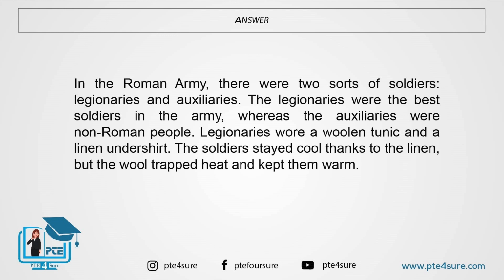In the Roman army, there were two sorts of soldiers, legionaries and auxiliaries. The legionaries were the best soldiers in the army, whereas the auxiliaries were non-Roman people. Legionaries wore a woolen tunic and a linen undershirt. The soldiers stayed cool thanks to the linen, but the wool trapped heat and kept them warm.